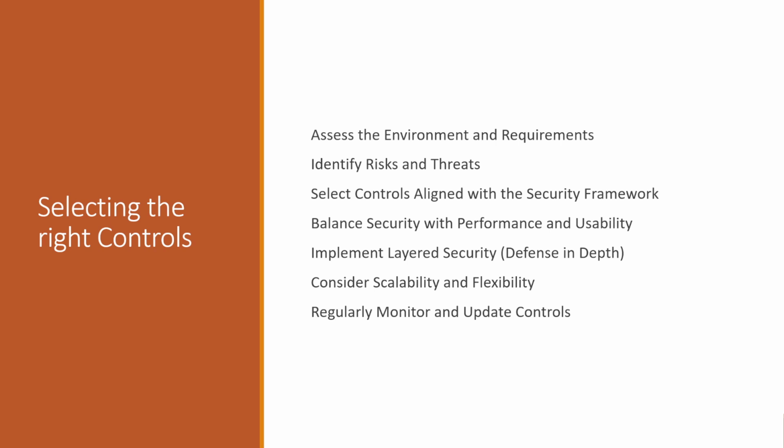We need to implement layered security. In other words, this is defense in depth. Now, a single security control is rarely sufficient to protect an organization. So, what we like to do is we implement a layered security approach, defense in depth, by selecting multiple complementary controls to protect different layers of the network. This ensures that if one fails, the rest will remain in place to mitigate the risk.